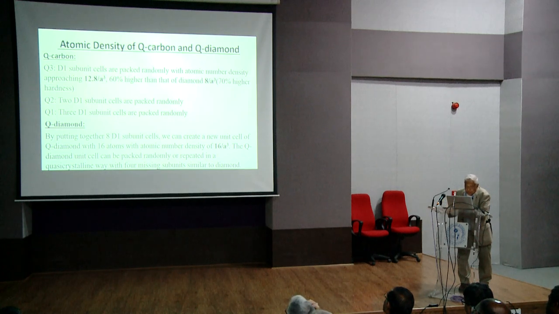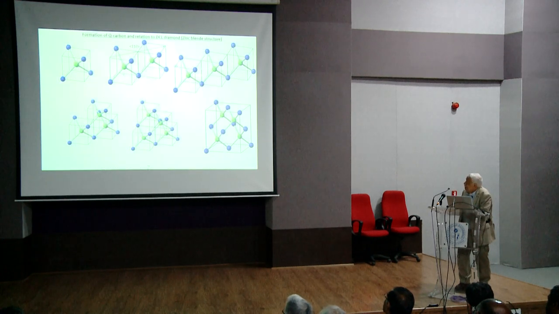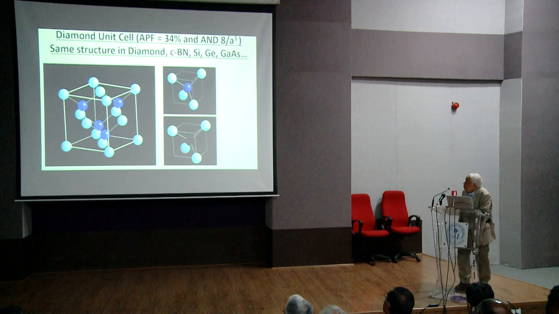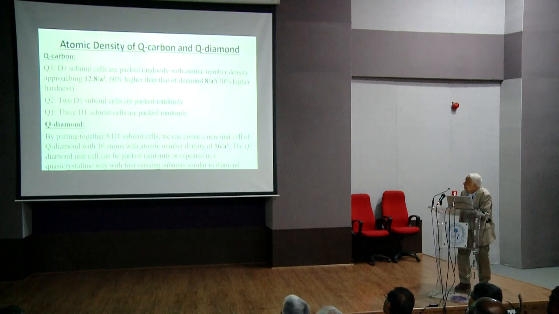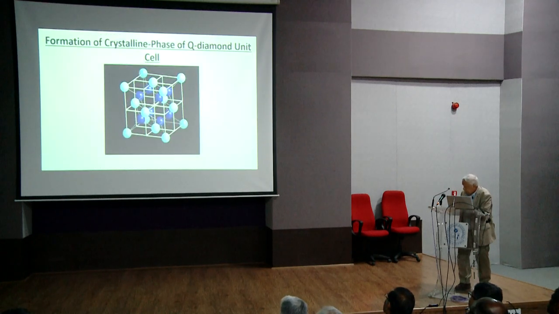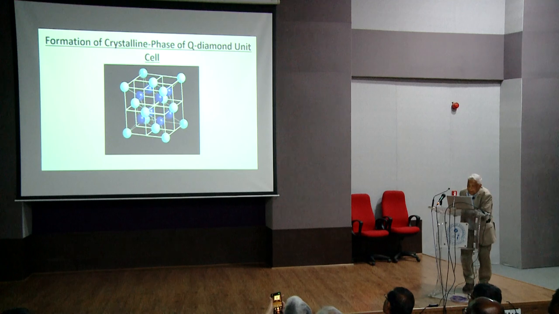And Q2, when the two subunit cells are packed, and D1. Q diamond, when you plug in all of the holes, if you plug in all the holes, you will get 8 deep blue and 4 light blue. And that's this unit cell. And this is called Q diamond.